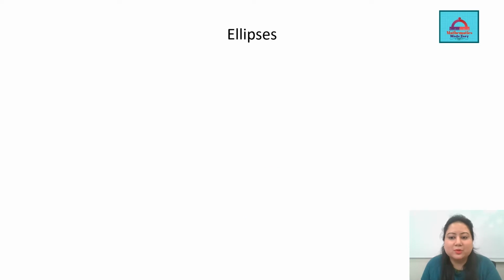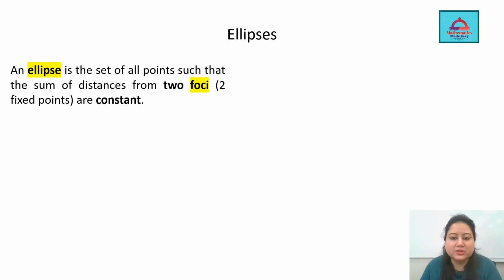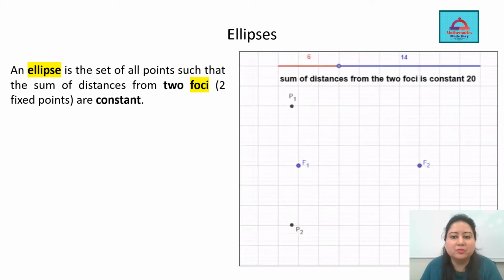So firstly, I'm going to define an ellipse for you, and I have a definition along with an animation here for you. So an ellipse is the set of all points such that the sum of the distances from the two foci is constant. And you can now have a look at this animation, just see how the points are moving. So you have different points here. F1, F2 represent the two foci. Now if it is 1, then it is focus. If it is more than 1, then it becomes foci.